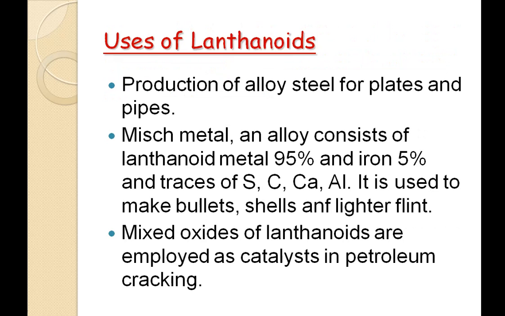Now some uses of lanthanoids. Number 1, production of alloy steel for plates and pipes. Number 2, a very important use, that is mixed metal. It is also an alloy consisting of lanthanoid metal near about 95% and iron near about 5%. Along with it, traces of sulfur, carbon, calcium and aluminium are also present in it. It is used to make bullets, shells and lighter flints.